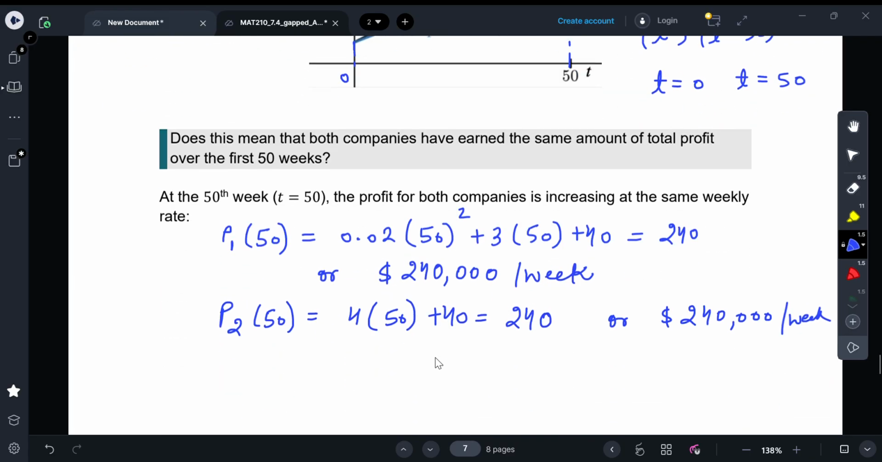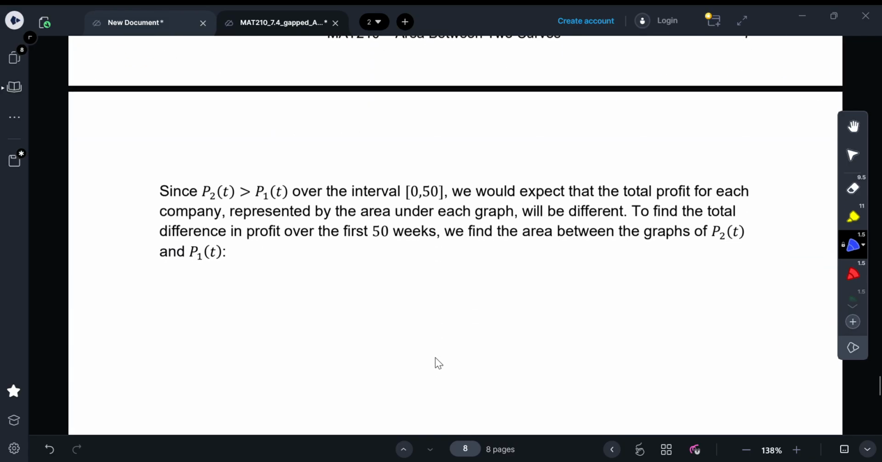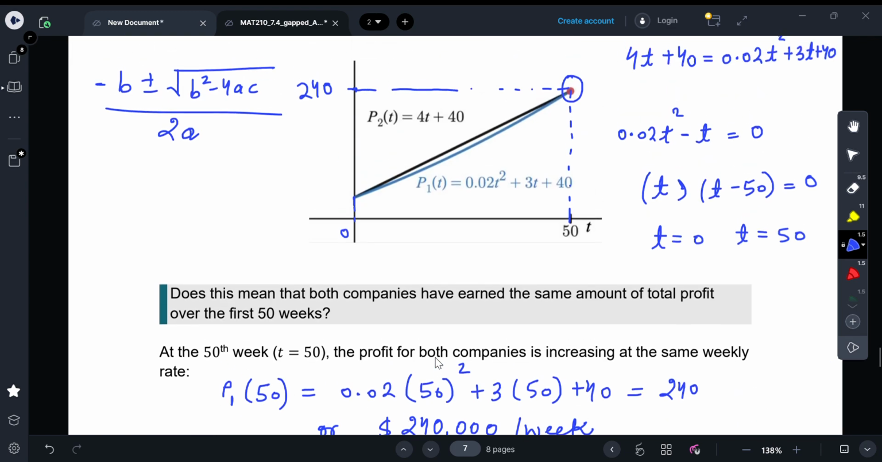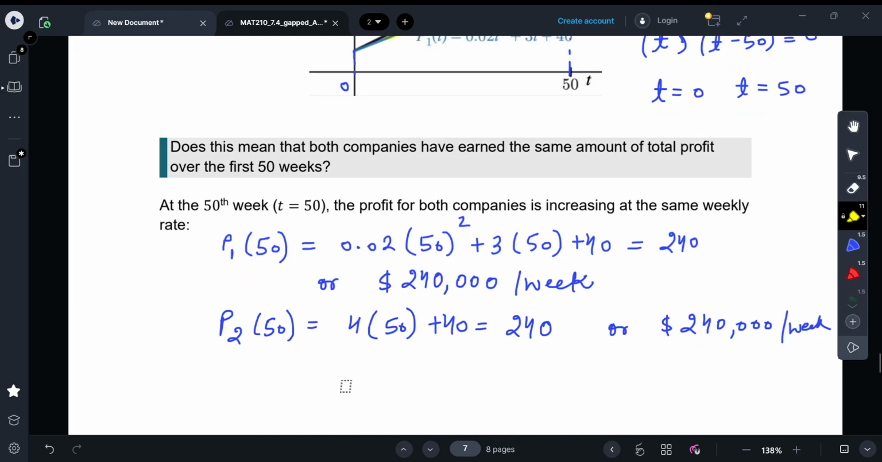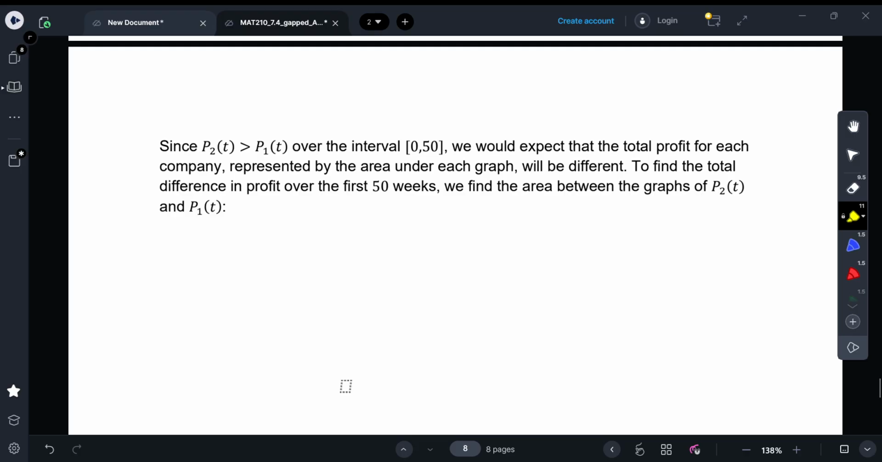So although they are making the same amount of money at the 50th week, clearly, as you can see, it's very subtle, but it's there. The difference is there. If I can highlight this, you see there is a gap, right? So the profit for company 2 is higher than profit for company 1, as you can see in the graph. And that's what I'm talking about here.